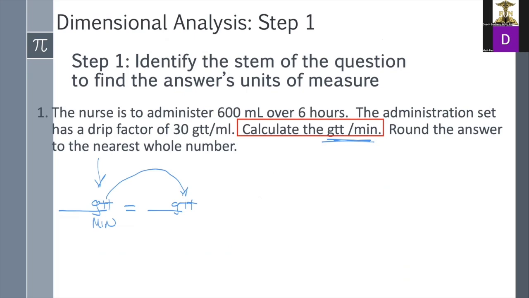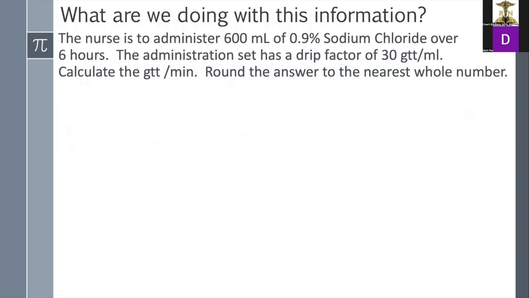Okay, so we're going to get into exactly how to solve this, but before we do that, let's peek behind the curtain a little bit, because it doesn't really do us any good to start to work these problems if I don't have any idea of what I'm doing or how I'm actually going to solve these, right? So I'm going to calculate the drops per minute. But what am I going to do with this information? What does it mean to calculate the drops per minute? Why do I need to do that?